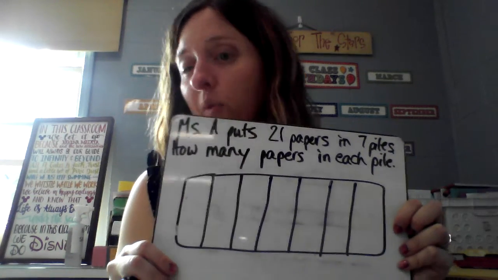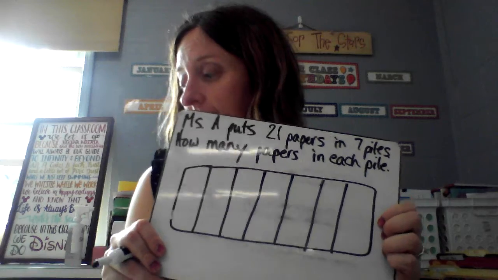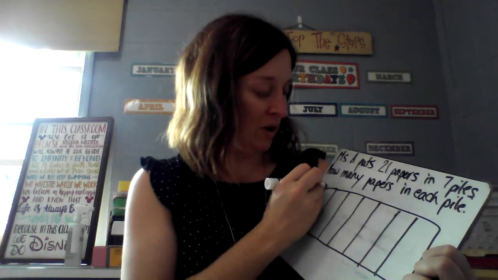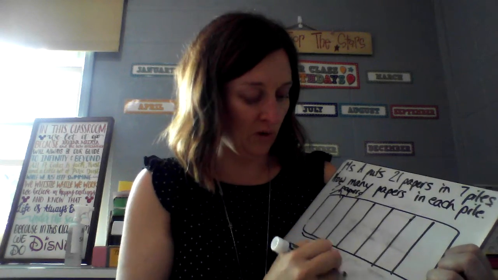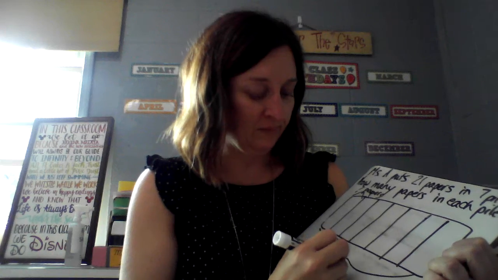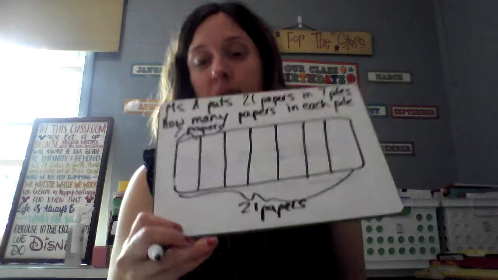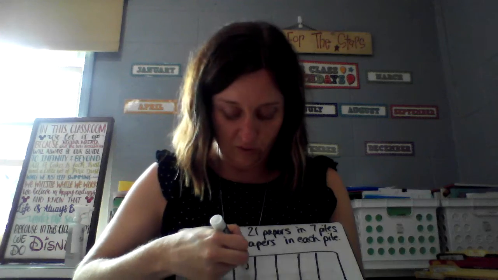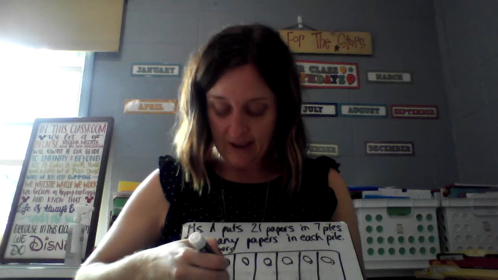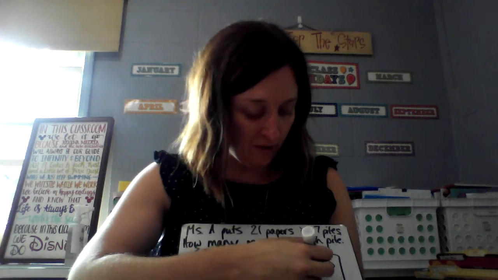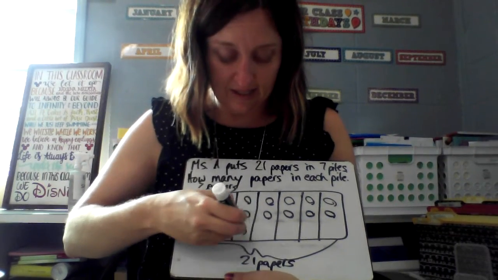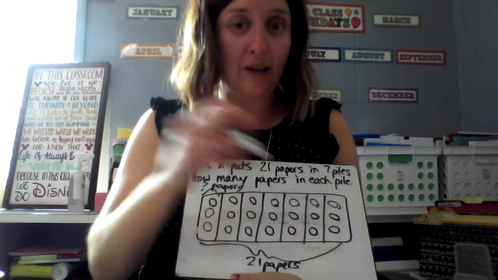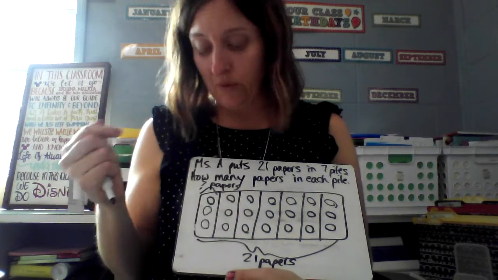Okay? And now I'm going to equally share those 21 until I get to my total. So I don't know how many papers go in each group, but I do know that I've got 21 papers. So when I get to 21, I'm going to stop. So I say there's 1, 2, 3, 4, 5, 6, 7. I keep going. 8, 9, 10, 11, 12, 13, 14. I'm going to keep going because I'm not at 21. 15, 16, 17, 18, 19, 20, 21. And I stop because I only had 21 papers.